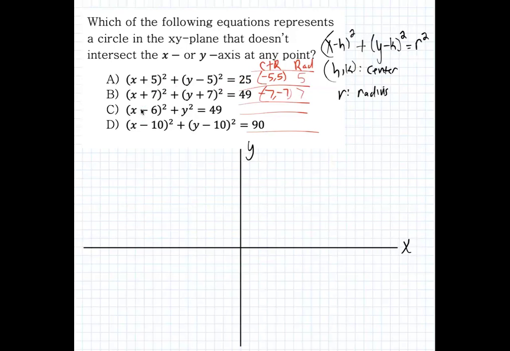And on the next one, we have +6 and 0, because once again, it's the opposite sign you see here. Here, there's nothing, and nothing is 0, and the radius is 7. And last but not least, here we have +10, and the radius is the square root of 90, which on a calculator is going to generally come out to 9.5.